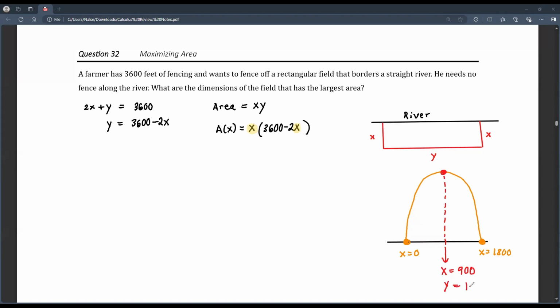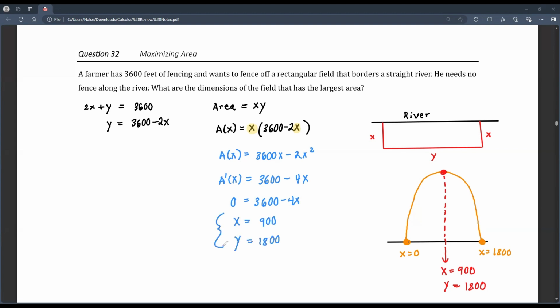However, this process did not use any bit of calculus. If we were to use calculus to solve this problem, we would locate the maximum by setting the function's derivative to 0. Doing so will also show us that the maximum area occurs when x is 900. As a result, the dimensions of the rectangular enclosure are 900 by 1800.